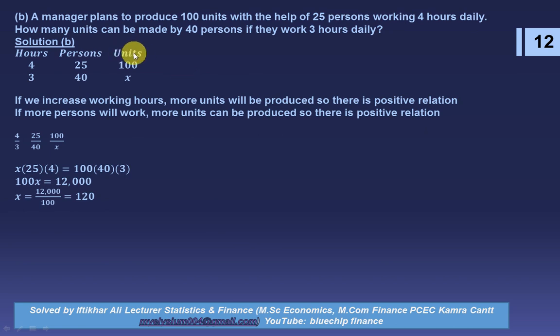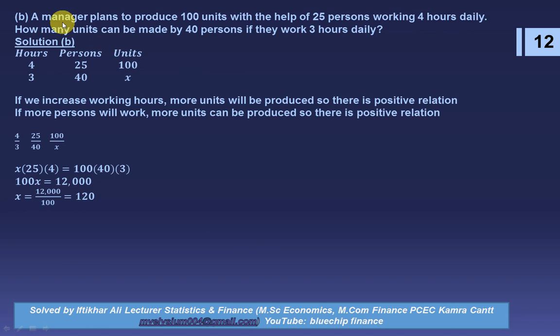पहले भी बहुत दफ़ा मैंने कहा है कि जो मिसिंग वेरिएबल हो उसको हमेशा राइट साइड के ऊपर आप रखें, और अब वेरिएबल्स को यूनिट्स चूंकि मिसिंग है यहाँ पे, सो अ मैनेजर प्लान्स टू प्रोड्यूस 100 यूनिट्स इस साइड पे आ जाएंगे विद द हेल्प ऑफ 25 पर्सनस वर्किंग 4 आवर्स डेली और आवर्स, तो 3 वेरिएबल्स आवर्स, पर्सनस, यूनिट्स. Now put the figures.